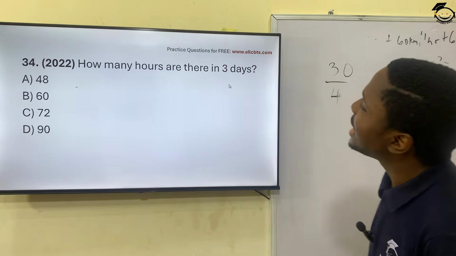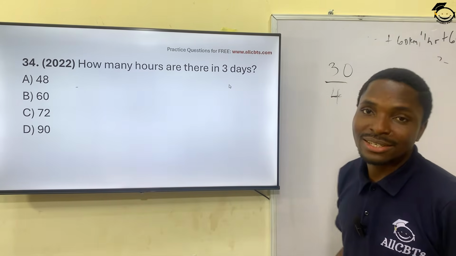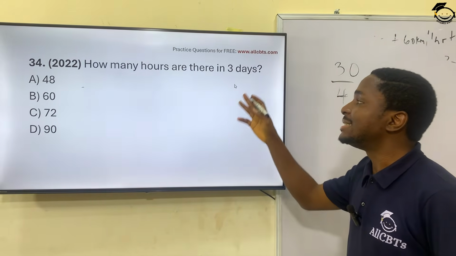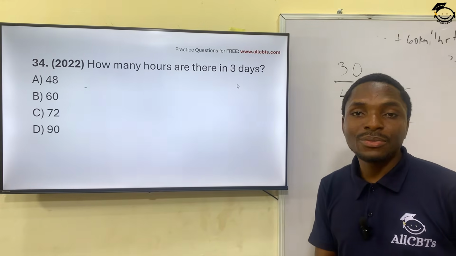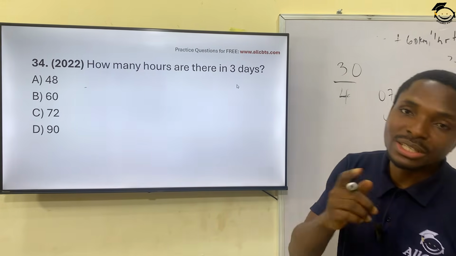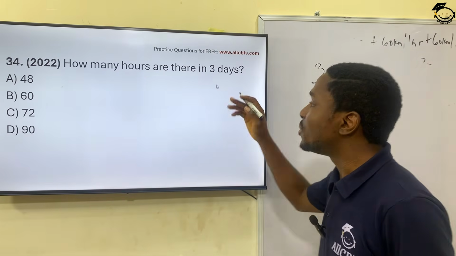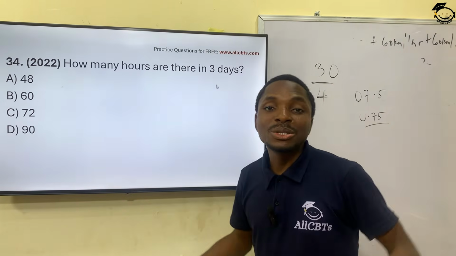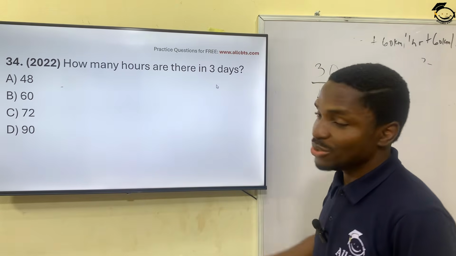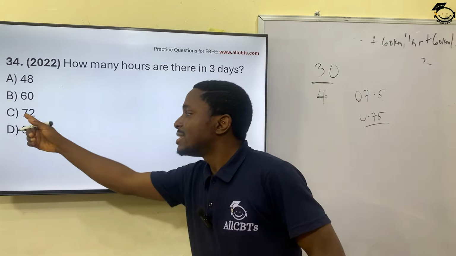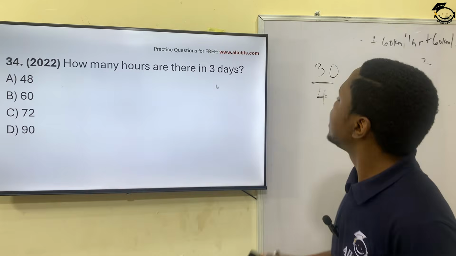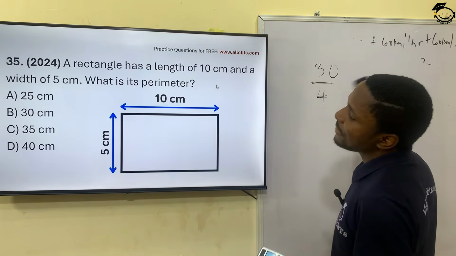How many hours are there in 3 days? We're going to know how many hours is in 3 days. How many hours is in a day? 24 hours make 1 day. 7 days make 1 week. So you have 24 hours in 1 day. So 3 days, how many hours do you have? 24 plus 24 plus 24. So that's 72 hours.